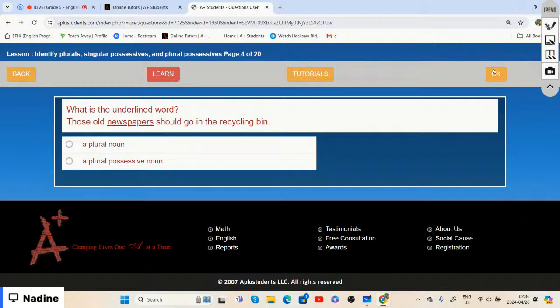All right. So now we're going on to the next one. It says, those old newspapers should go in the recycling bin.